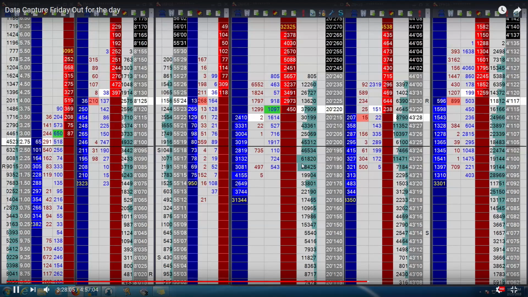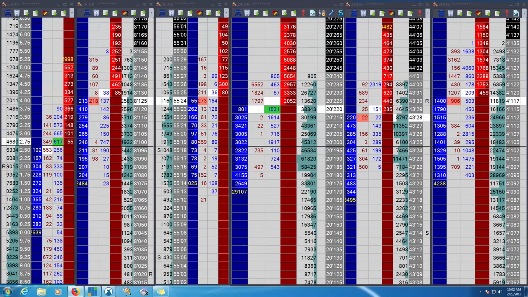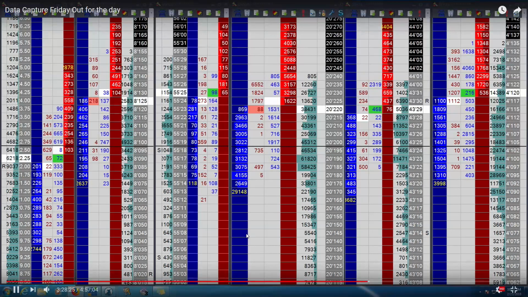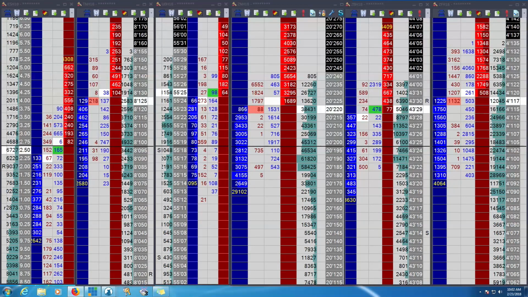Weak on the bid over here. So here's what I'm seeing. Weak on the bid, 5-year. Weak on the bid, TN. Now it's inversed on the 5 and the TN, but it's inverted on the 10-year. So that's interesting.